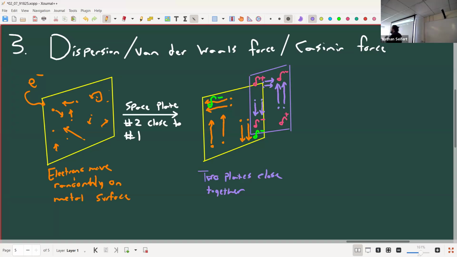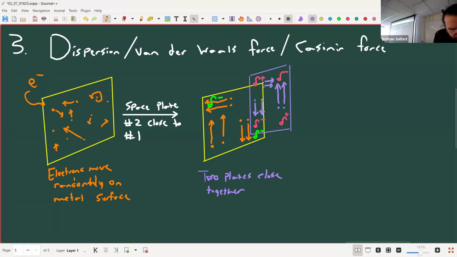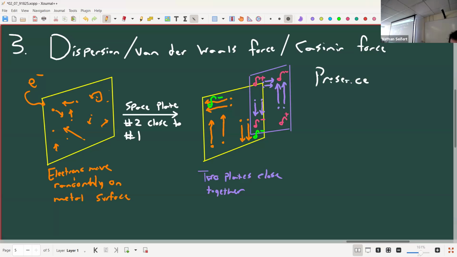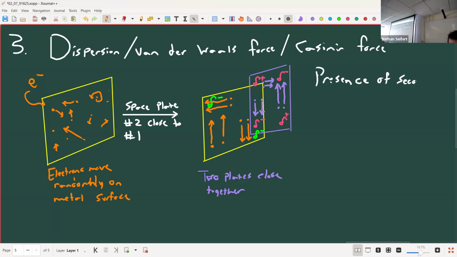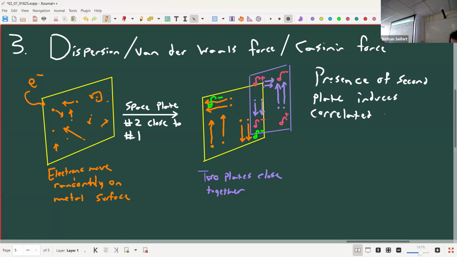That's exactly what it is. It's called electron correlation. This is a very weak effect, but this is general. When you bring in 2 objects that have random electron motion, and bring them together, the motions become correlated. When one moves, fills negative charge in one space, that gets depleted in the other one. So the presence of the second plate induces correlated motion of the electrons between the two plates.